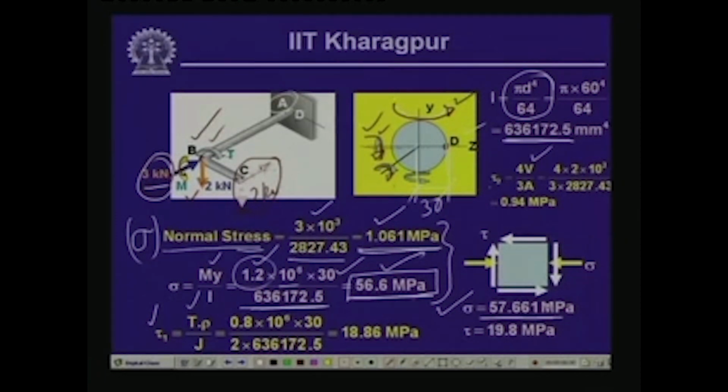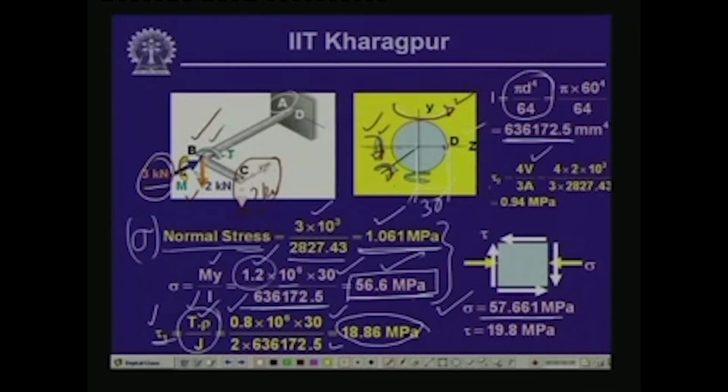Now, we have the shearing stress tau, which is arising from the twisting moment T, and the twisting moment T is equal to 2 into 0.4 meter, which is equal to 0.8 kilonewton meter, and rho is again the distance, which is 30, and J is twice the I. So, we get the stress as 18.86 megapascal. That is the shearing stress which is arising from the twisting moment.